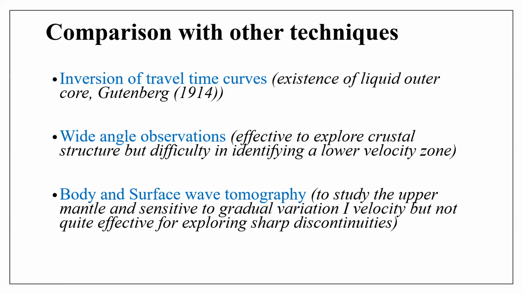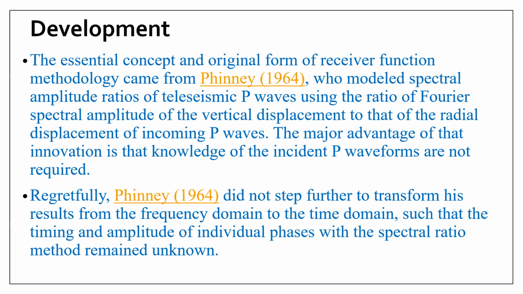If you talk about body and surface wave tomography, it is important to study the upper mantle, and it is sensitive to gradual variations in the velocity, but it is not considered quite effective for exploring sharp discontinuities. So in this case, when surface wave tomography fails to explore the sharp discontinuity, receiver function plays its important role quite efficiently.